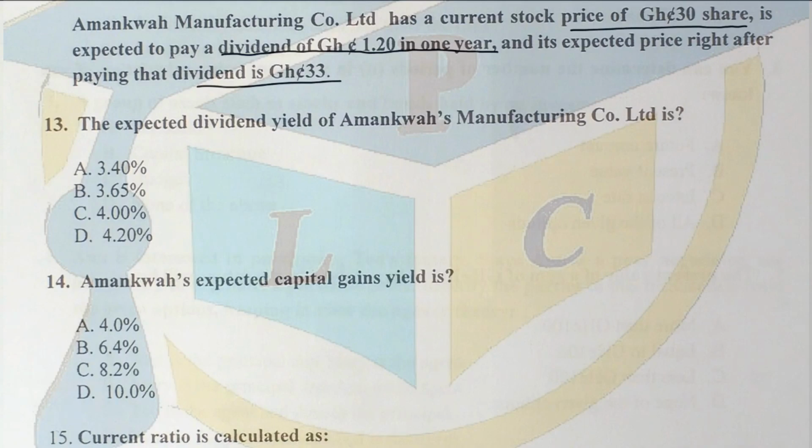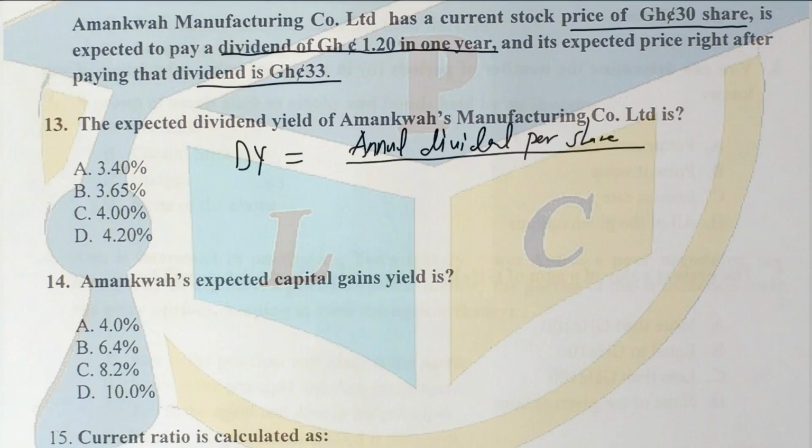So here, let's see the question. The expected dividend yield of Amankwa Manufacturing Company is, so we are asked to calculate the expected dividend yield. Dividend yield, DY, by formula is equal to the annual dividend per share divided by the market price of the stock per share.